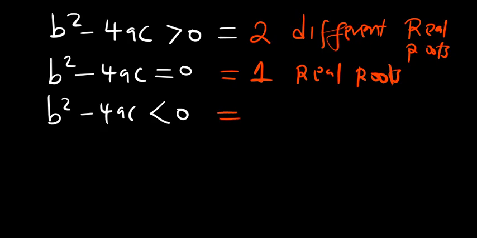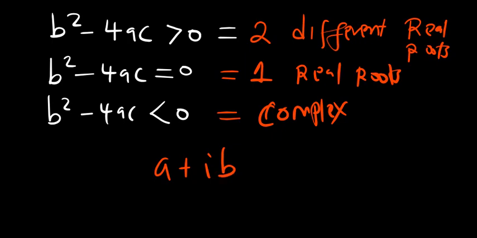Then for the last one, when the discriminant is less than 0, others are going to call them complex roots, because you have a big number. A complex number is a plus ib, where your i in this case is the imaginary part. So basically you're going to have complex roots. Now, how do these ones look?